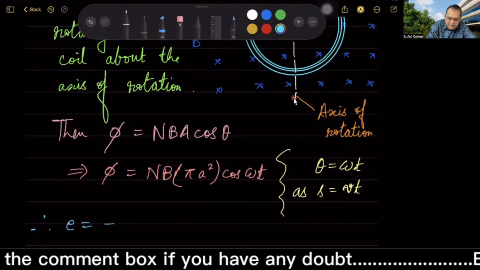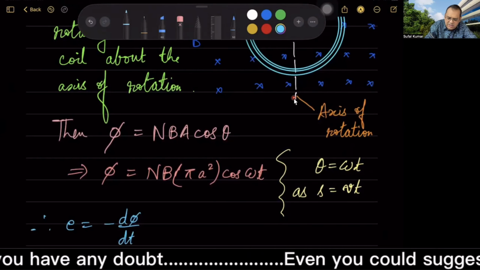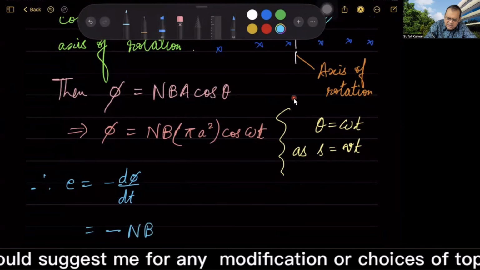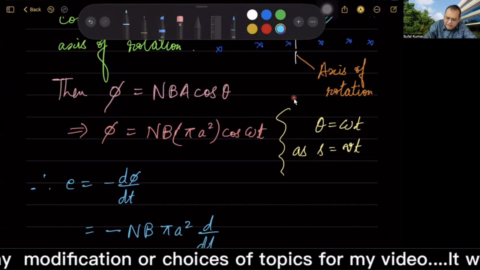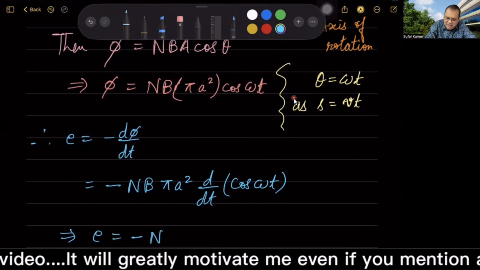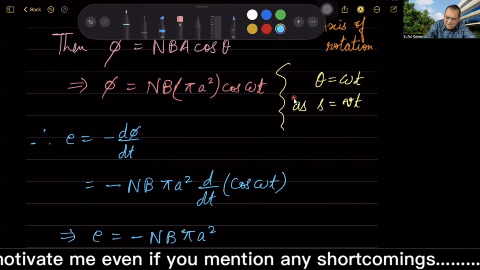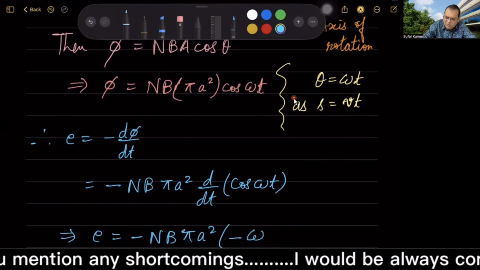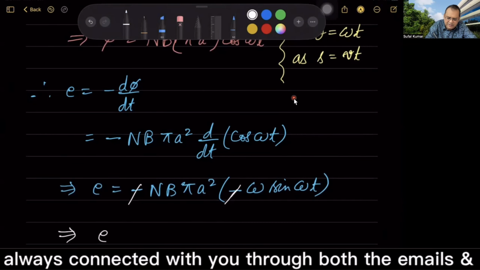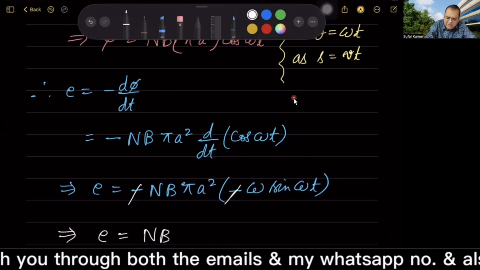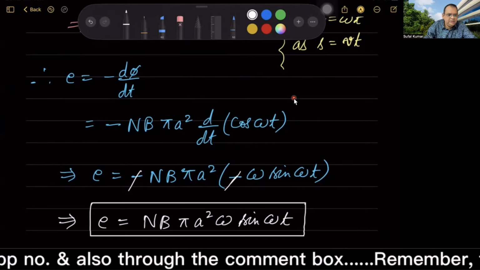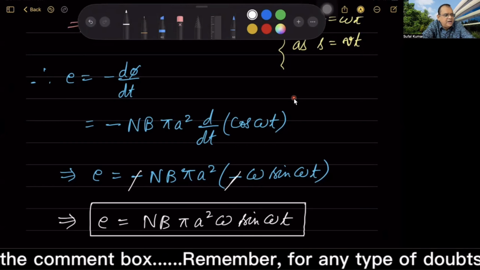Therefore, E is minus d phi by dt, which is equal to minus n B pi a square d/dt of cos omega t, which is minus n B pi a square times minus omega sine omega t. Minus minus cancel. E is equal to n B pi a square omega sine omega t. This is what our target was.